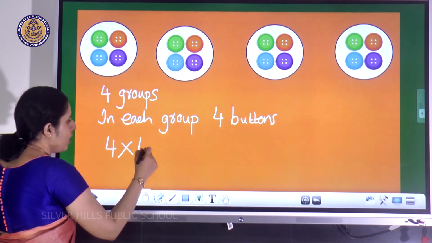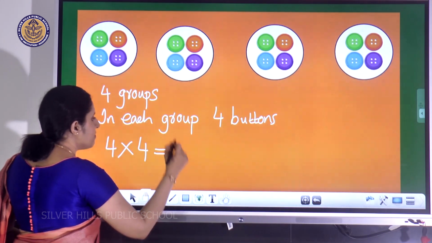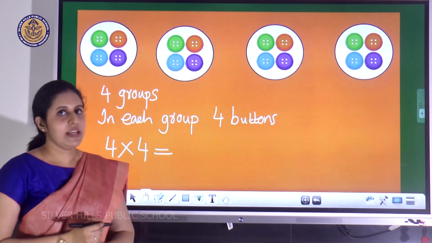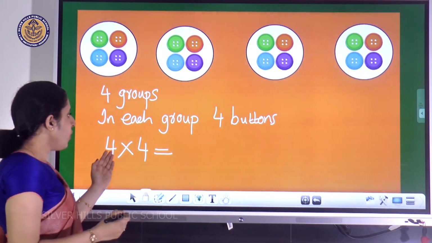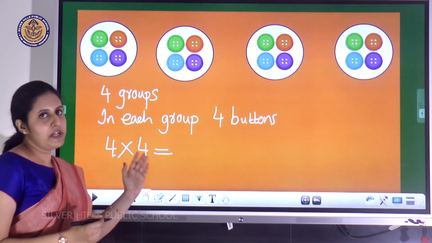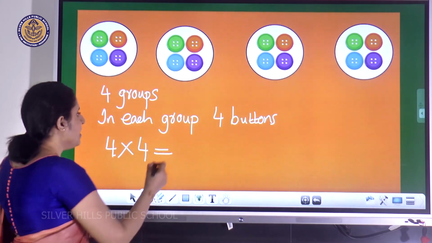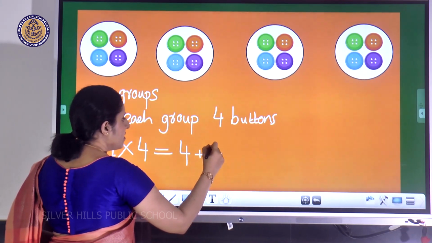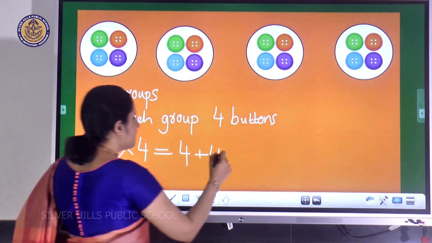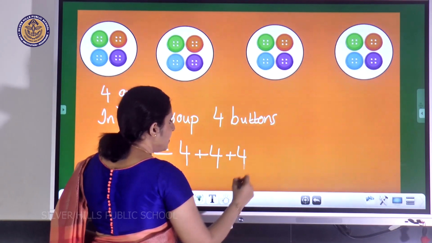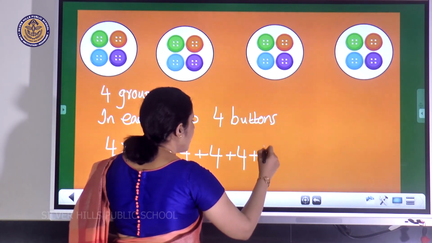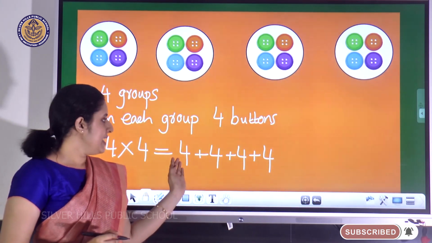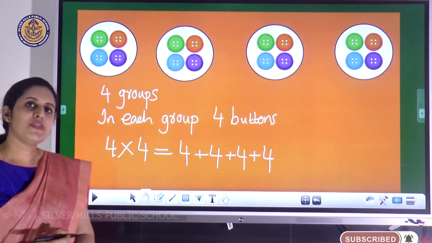So, how do you write this? 4 times 4. We are going to see the same thing in repeated addition form. 4 times 4, as the word denotes, 4 times 4. So, I am going to write 4 one time plus a second time plus a third time plus a fourth time. This is 4 times 4. See how I have denoted it in repeated addition form?